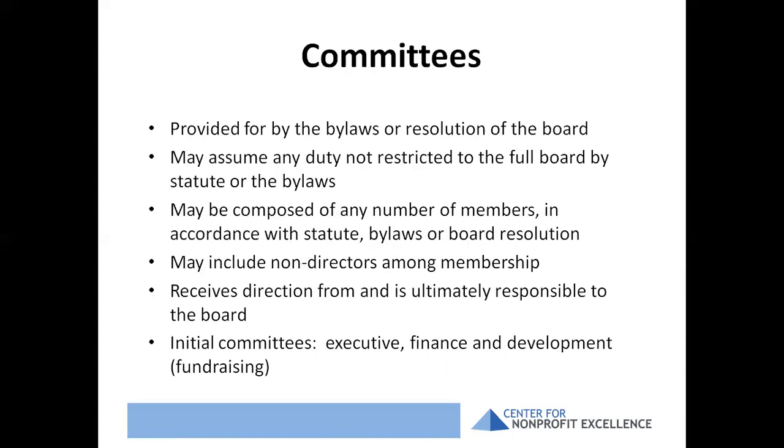Another key component of a board of directors is the committee structure itself. The committees are often stated in the bylaws, but they can be made by a resolution of the board at any time. And they really take on specific aspects of the board work. So there's perhaps a finance committee looking over the finances, a development committee looking over the fundraising. They are composed of any number of members. At least one board member should be on a committee, but there can be other members of the committee that are not on the board. In fact, that's a good way to get more people involved in the governance of the organization.